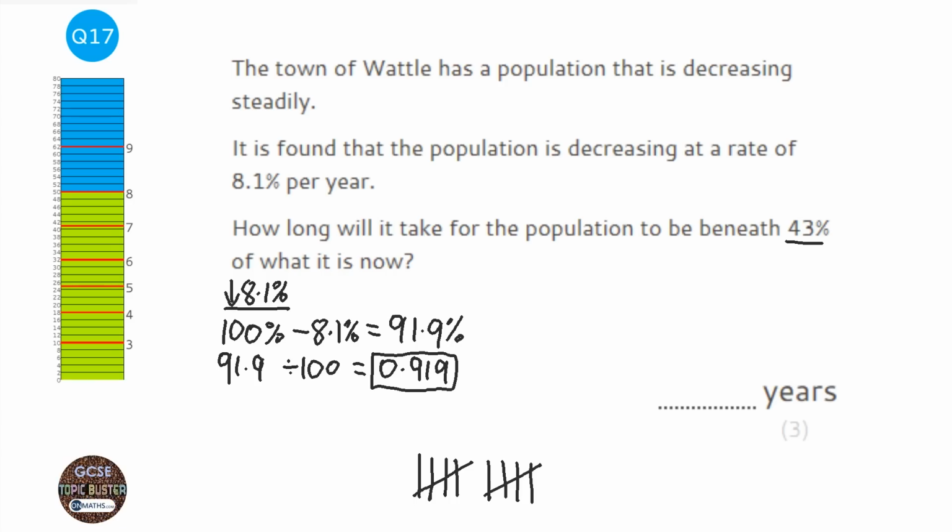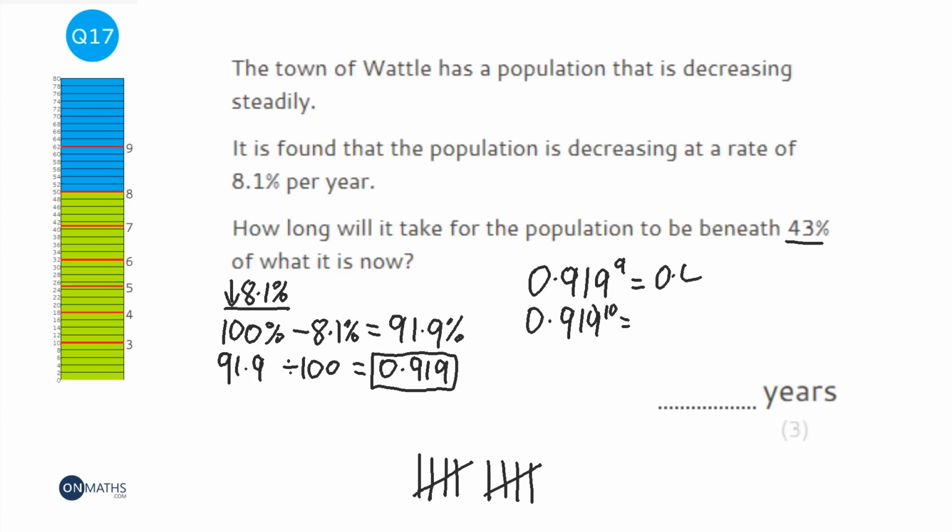Now, to show the examiner that, I might do 0.919 to the power of 9 to show it's not enough, and then 0.919 to the power of 10. So 0.919 to the power of 9, that wasn't enough, 0.467, blah blah blah. 0.919 to the power of 10, and I show that that is enough, 296, blah blah blah. So it's going to take 10 years.